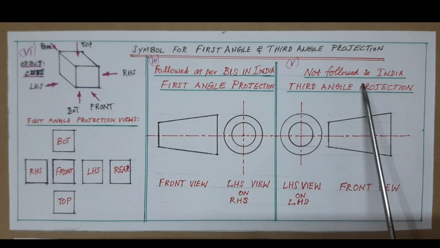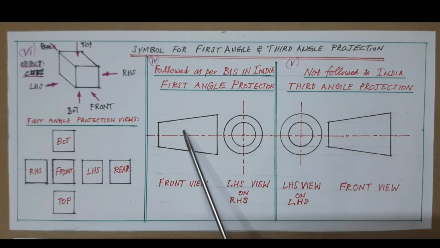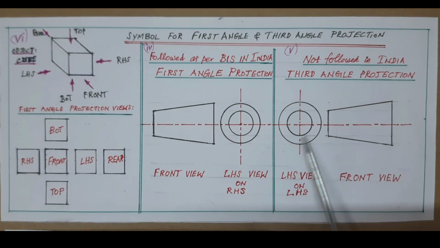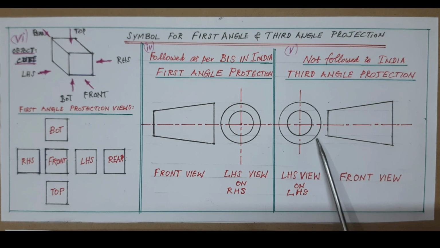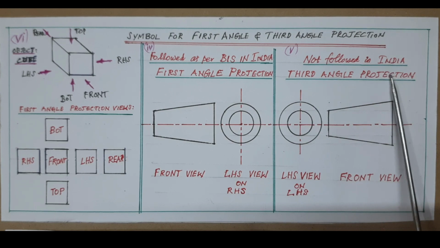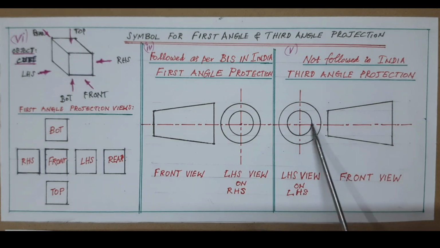There are two angles of projection that are important to know for difference: first angle projection and third angle projection. These drawings are the symbols for these two types of angle projections. A few nations follow third angle projection, which is not followed in India, and this has been given only to understand the difference between these two.